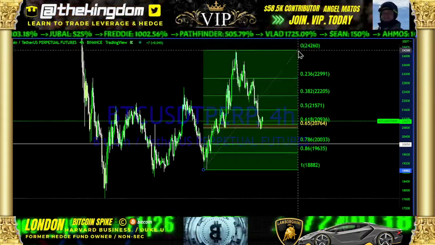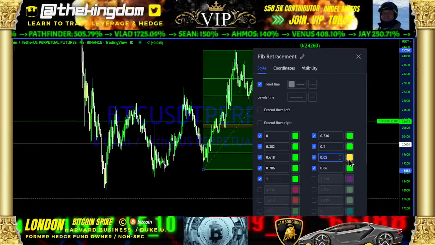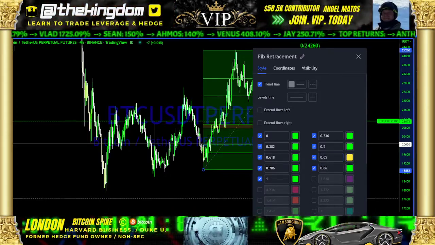Click from the low to the high. I want you to double click on your tool. I want you to add in 0.65. I turned mine yellow, okay? You need to add in the golden pocket.